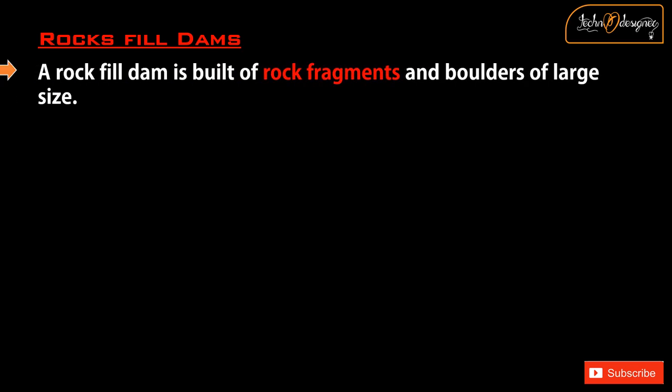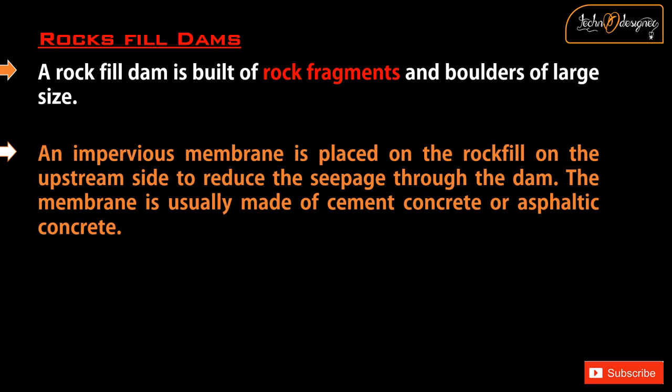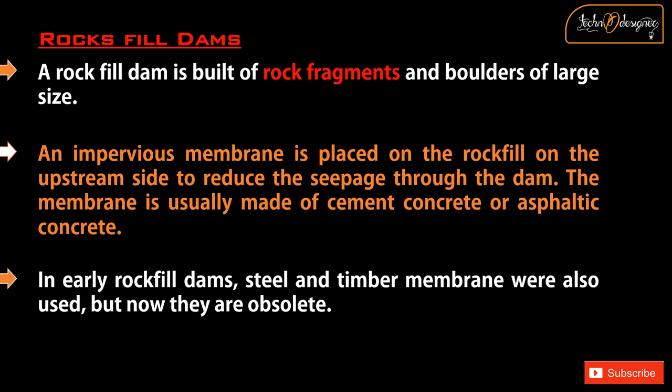Rock fill dams. A rock fill dam is built of rock fragments and boulders of large size. An impervious membrane is placed on the rock fill on the upstream side to reduce the seepage through the dam. The membrane is usually made of cement concrete or asphaltic concrete. In early rock fill dams, steel and timber membranes were also used, but now they are obsolete.